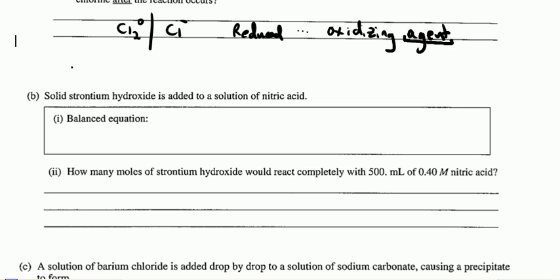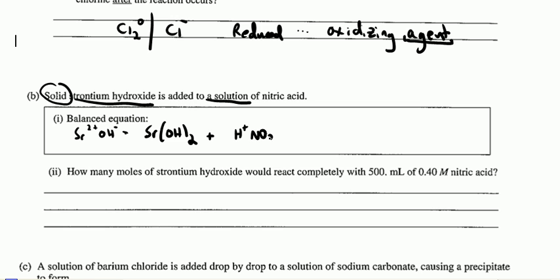The next one: solid strontium hydroxide. Okay, so it's Sr2 plus and OH minus, but we're going to represent it as Sr(OH)2 because it's not in water. It is added to a solution of nitric acid. This is how you write nitric acid: H plus NO3 minus. We see ions. There are no neutral atoms, so it's not going to be redox. If there's no neutral, no redox. Alright, so we're just going to have a swap.